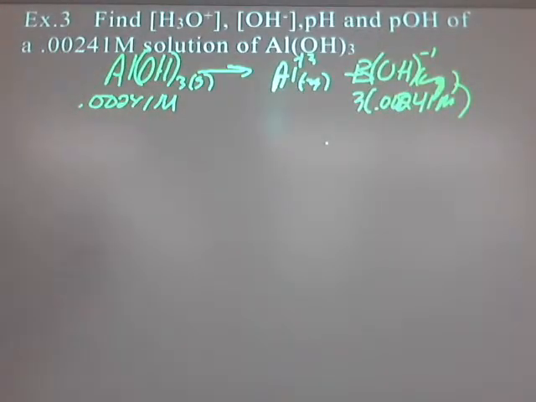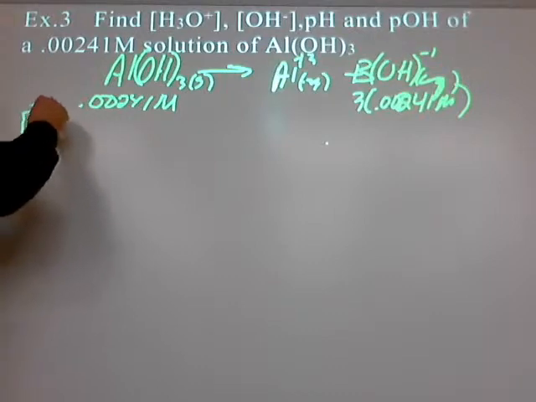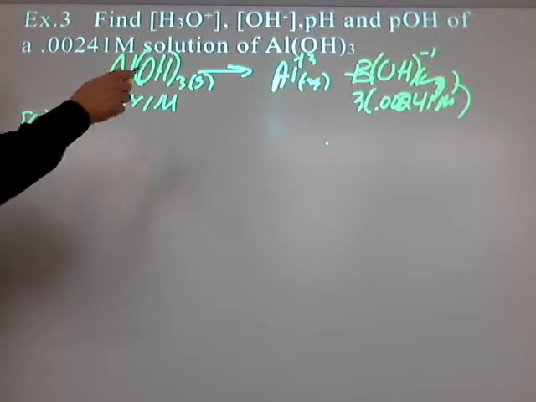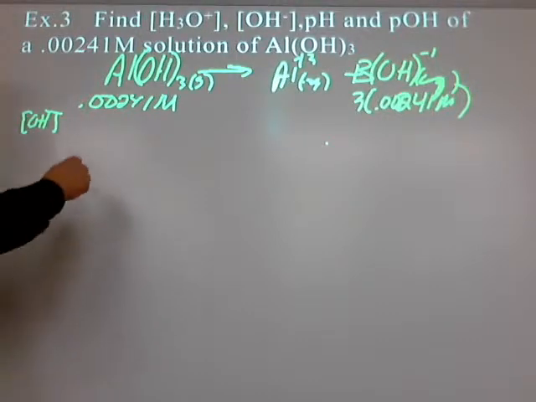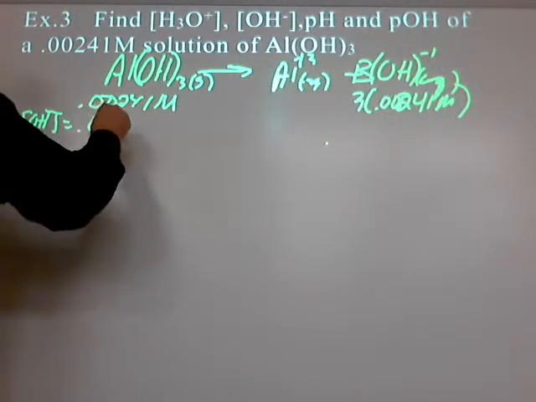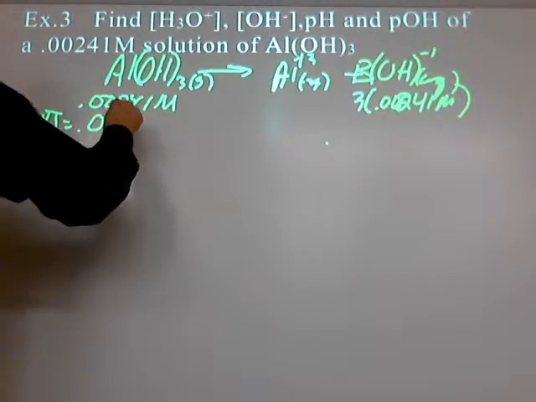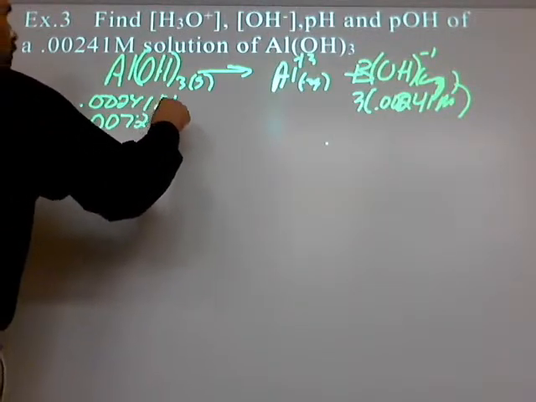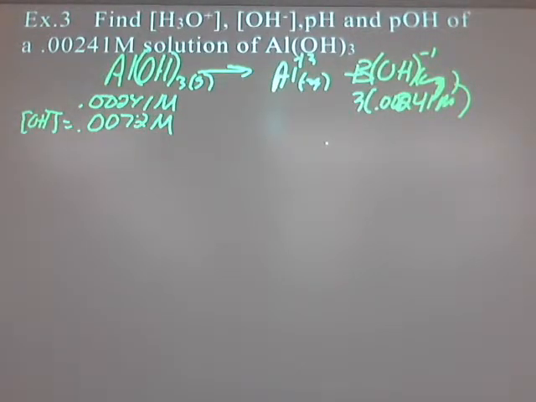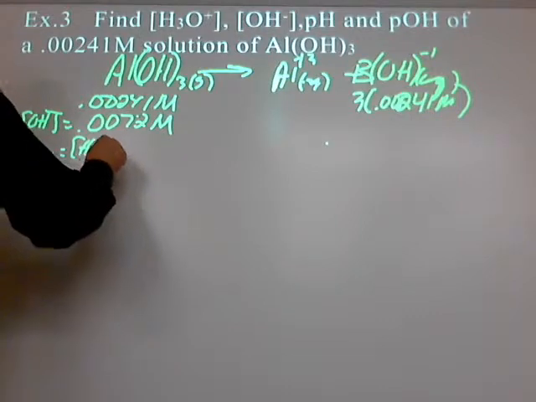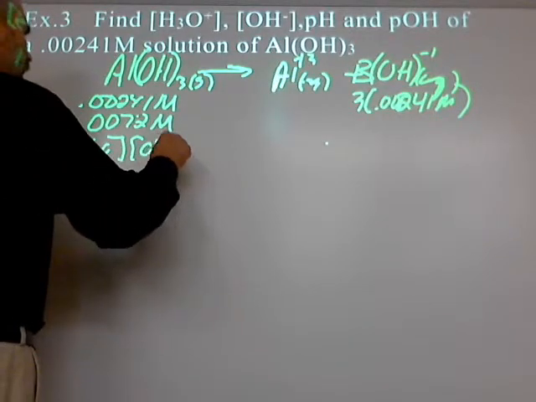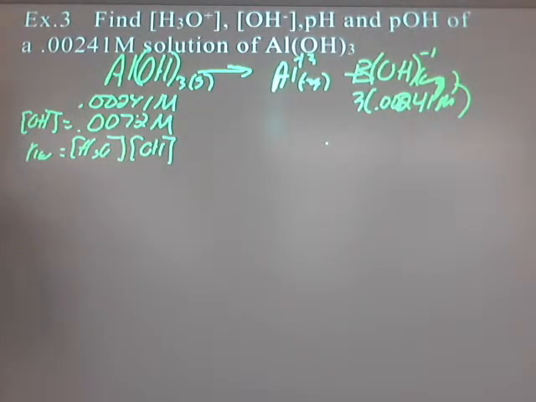You know that hydroxide ion concentration is what? It's 3 times that, or what? 0.0072 molar. Does that look good? Okay. All right. If I know the hydroxide, I want you to show me the equation. Kw equals hydronium times hydroxide. I know the hydroxide. I'm solving for hydronium.